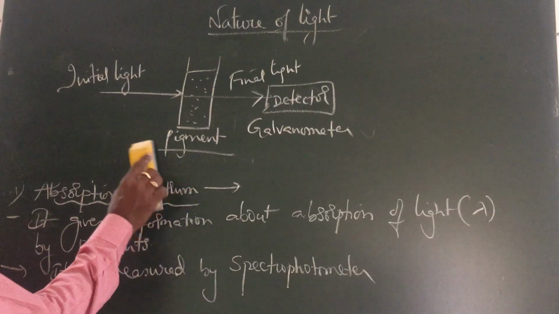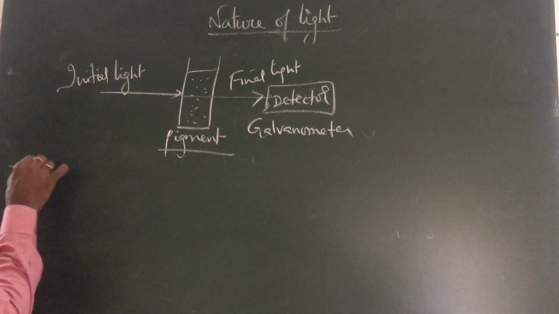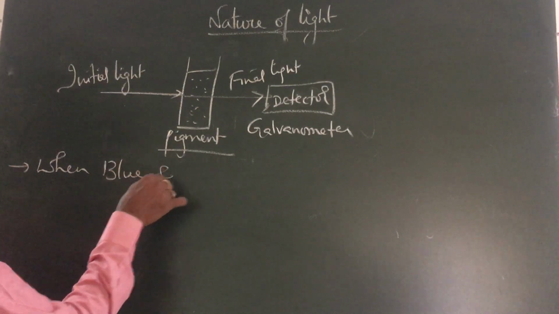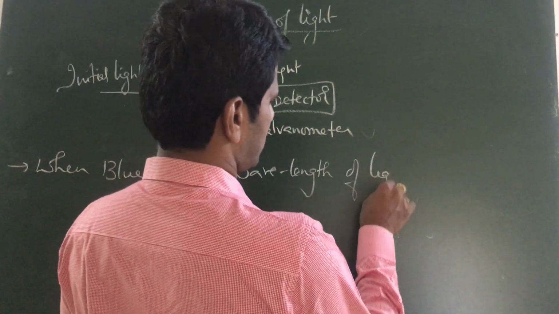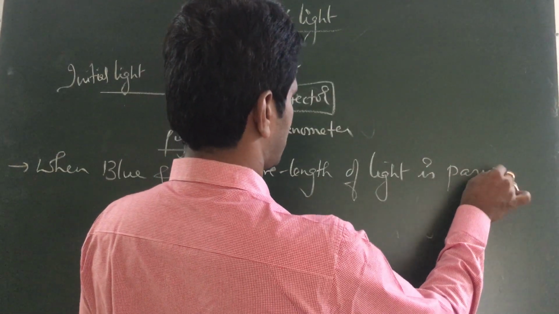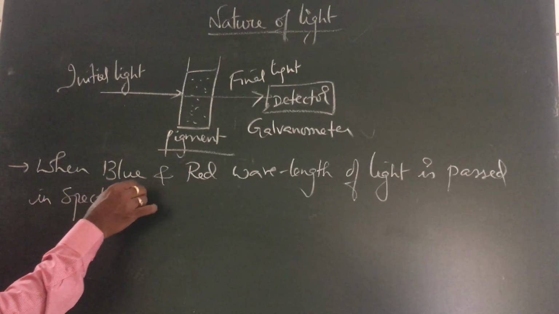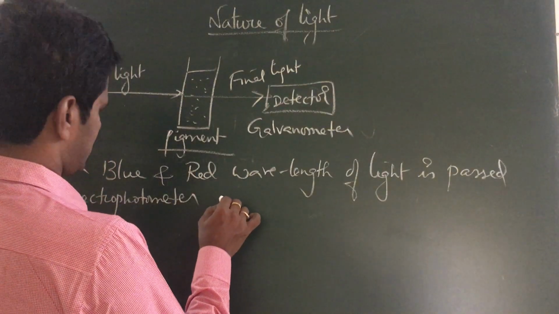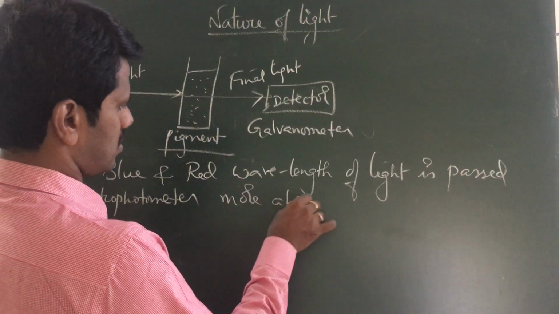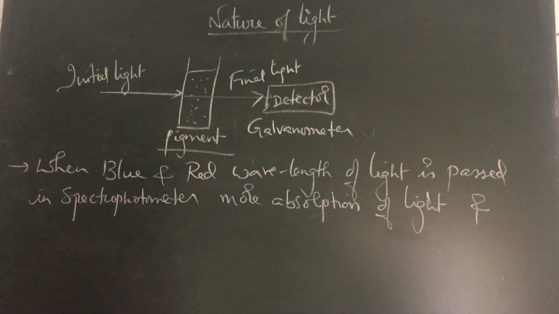When blue and red wavelengths of light are passed in a spectrophotometer, then there is less transmittance and more absorption of light, and lesser transmission occurs.